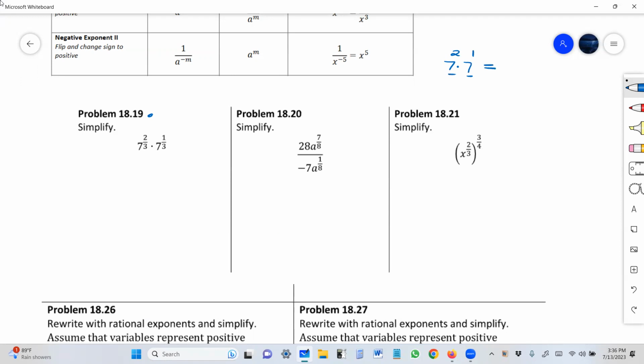Now remember, don't multiply the sevens. So the answer would be 7 to the third power. And then you would evaluate what 7 times 7 times 7 is. I'm not going to do it now, but that's what we do. So we just add the exponents.